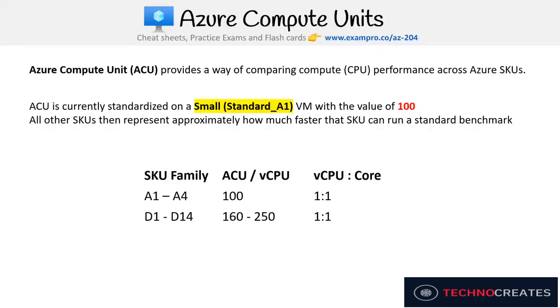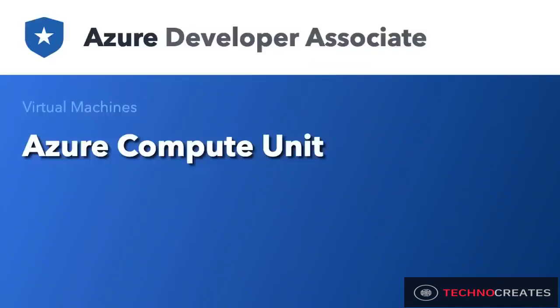So here we have the A1 to A4 series against the D1 to D14 series. A1 is our baseline at 100 ACUs, and it has a ratio of 1-to-1 from vCPUs to cores. And so you can see that for D1 to D14, it says 160 points to 250 points. If I did the math right, I think I did, it's going to be basically 60% to 150% more performant than choosing an A1 to A4. So that's how that works. So there you go.